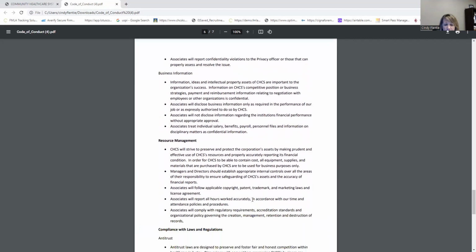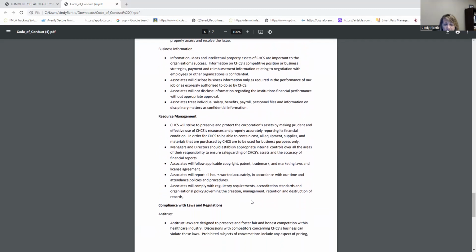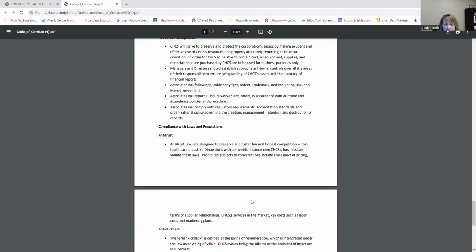Resource management: we want to make sure that we are good stewards of the resources provided by CHCS and not misuse the supplies and other items that are bought for the purposes of our job. And then compliance with laws and regulation.